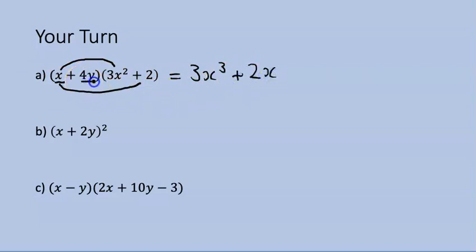Now I deal with my 4y. 4y times 3x squared. 4 times 3 is 12. And then x squared y. And then 4y times 2. That gives me 8y. None of the variables are the same, so I leave it.